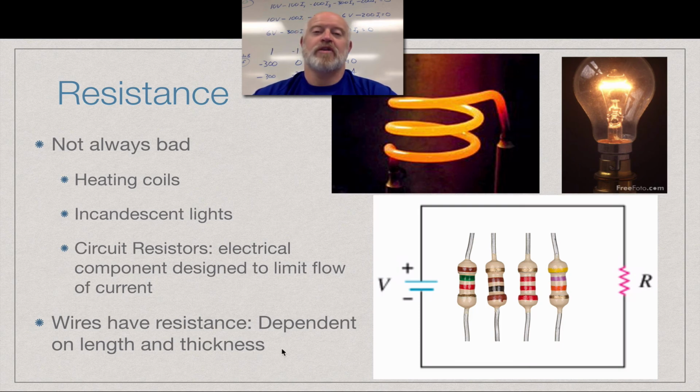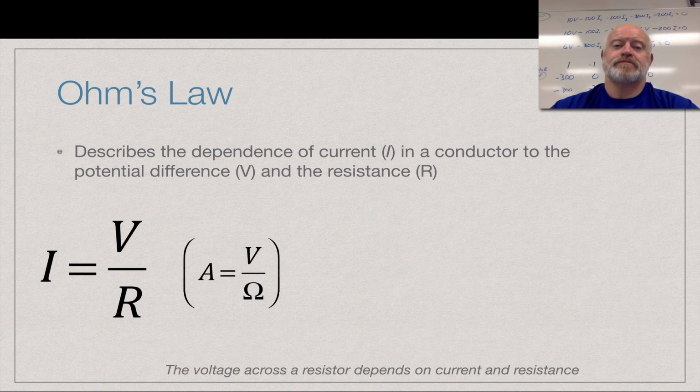Okay, so you want a thick wire that's really short, gives you the least amount of resistance. All right, now resistance can actually be calculated. Okay, it's calculated using something called Ohm's Law. And what Ohm's Law tells us is the dependence of current, remember that's our I, in a conductor to the potential difference voltage and the resistance. Okay, so there's a relationship between current, volts, and resistance.